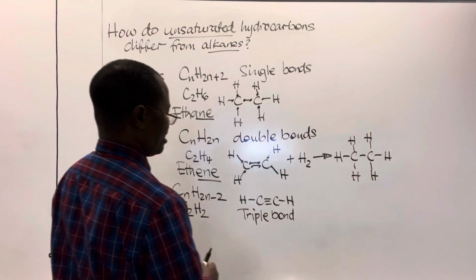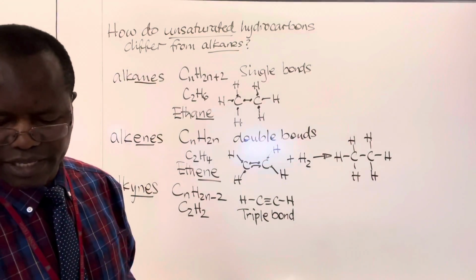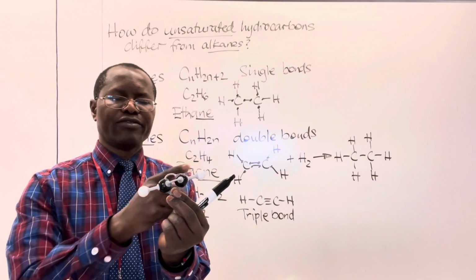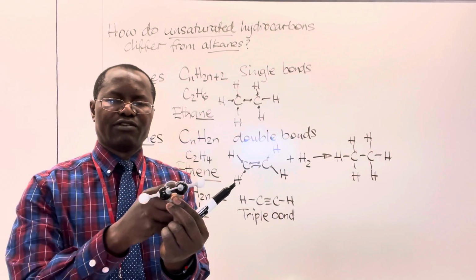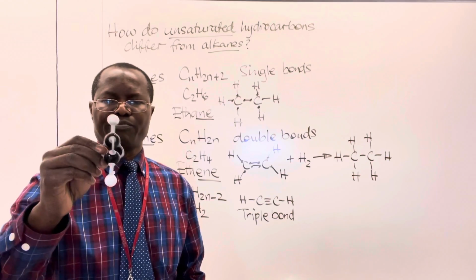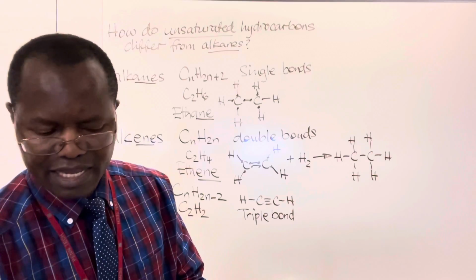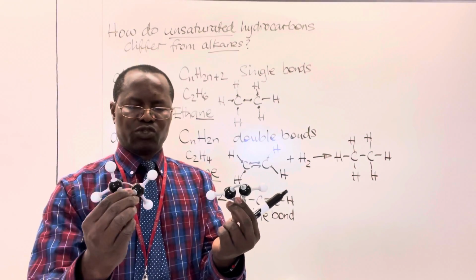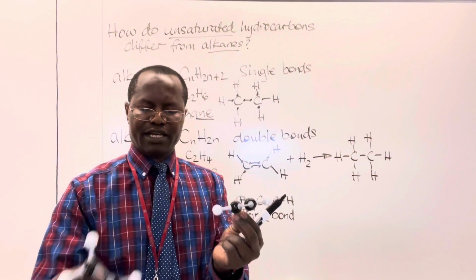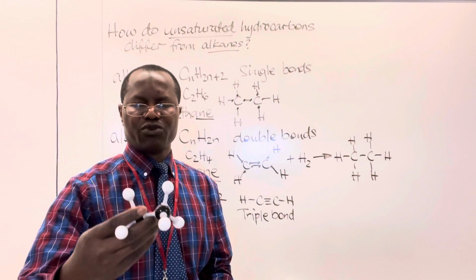Again, this one looks like this. We have 1 hydrogen on each side of the carbons, and between the carbons themselves they have a triple bond. So this one is said to be unsaturated, just as the double bond one is said to be unsaturated. On the other hand, this one is saturated because there is nothing we can do.